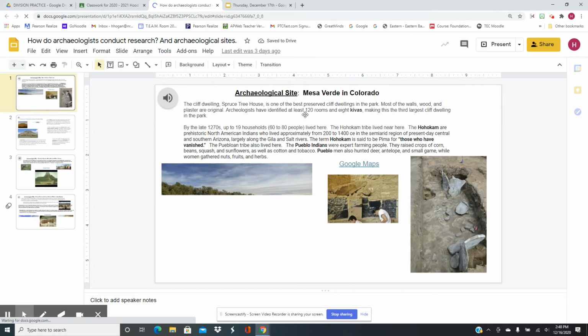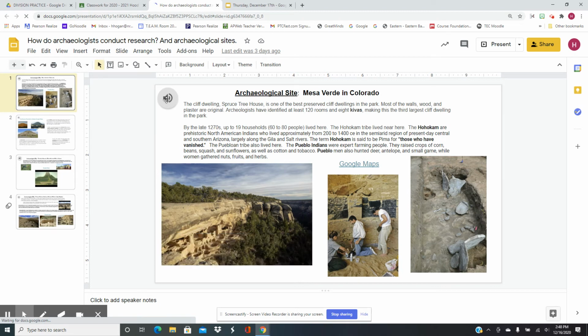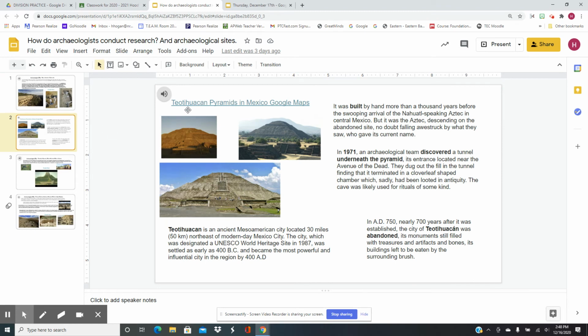The first is Mesa Verde in Colorado. Please listen to me read this to you, and then go to the Google Maps, and you can see the cliff dwellings that they've excavated. You can see the archaeologists at work and some of the artifacts that they've found. The Teotihuacan pyramids in Mexico, you can go there for Google Maps, but please listen to my narration.